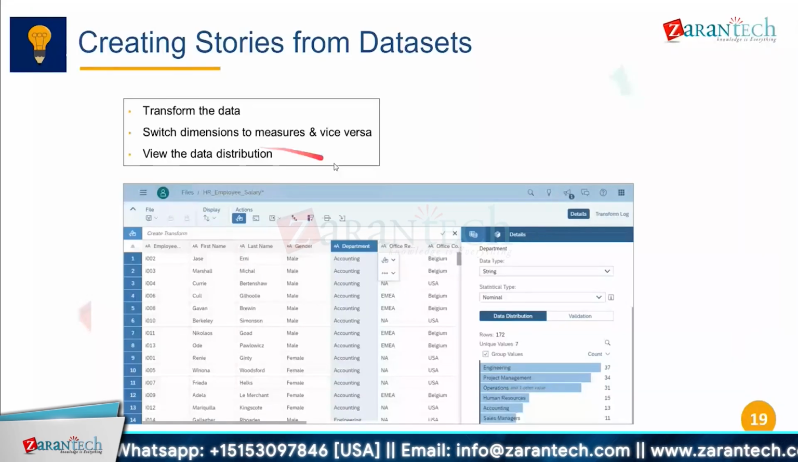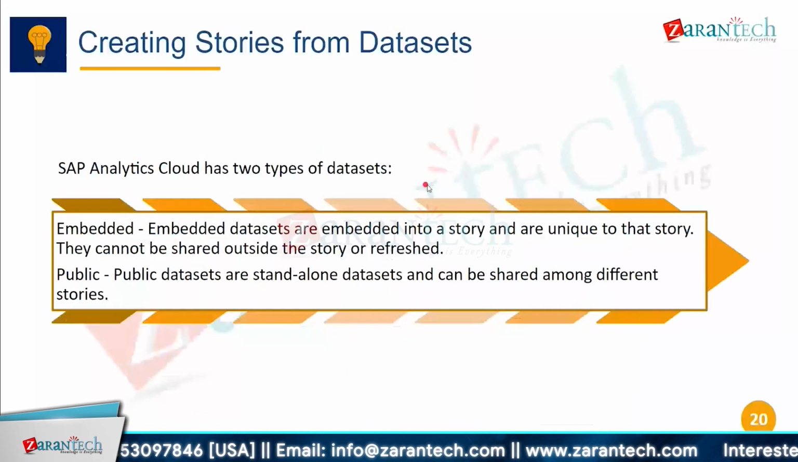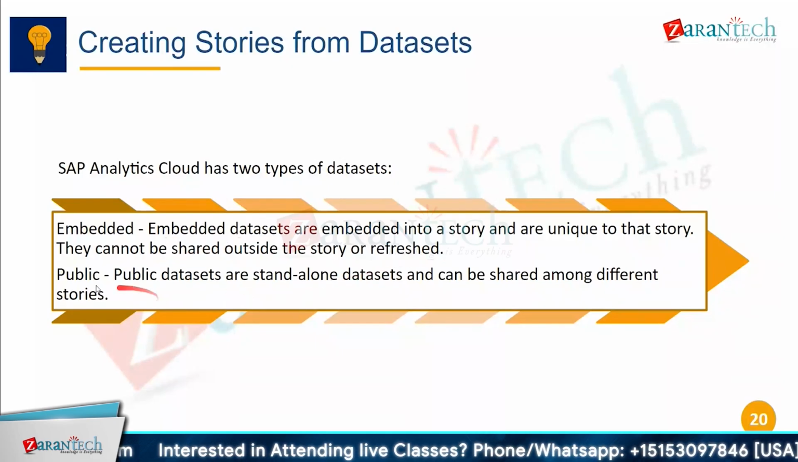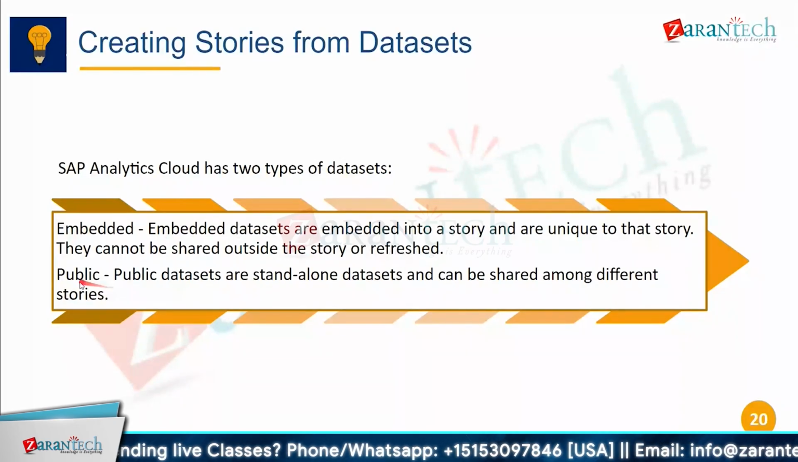Then in SAC, we have two types of data sets which can be used in a story. One is embedded data sets, wherein you just drag and drop a file within SAC and create the story, then the data set is specific only to the story. You can't reuse that. Whenever the story is deleted, the data set is also gone. So that is the embedded data set. They cannot be shared outside the story or refreshed. Whereas with public data sets, just how you create a SAC model, you create standalone data sets and they can be used for different stories.